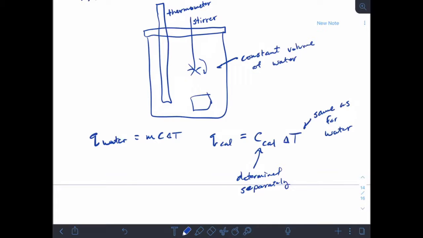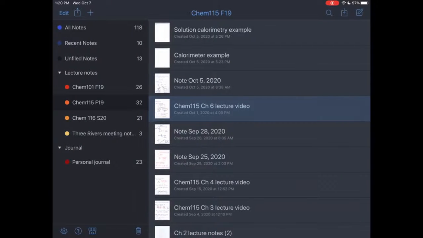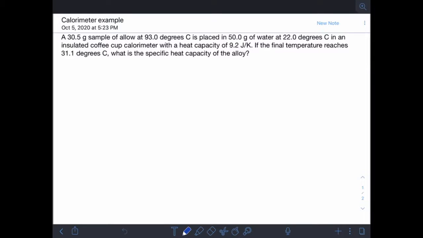Okay, so let's do a practice problem with this scenario. A 30.5 gram sample of alloy at 93 degrees Celsius is placed in 50 grams of water at 22 degrees C in an insulated coffee cup calorimeter with a heat capacity of 9.2 joules per Kelvin. If the final temperature reaches 31.1 degrees C, what is the specific heat of the alloy?